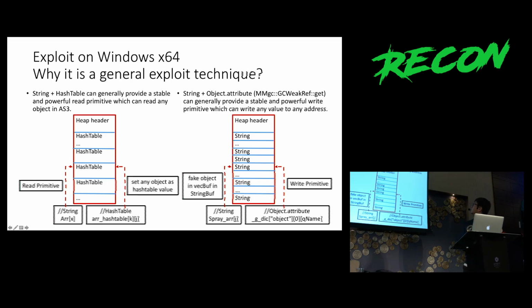And secondly, we use string and object attribute, which can generally provide a stable and powerful write primitive which can write any value to any address. You can see in the AS3 layer, there are string and object both referencing the same memory. The memory content is string. We faked an object in a vector buffer located in the string buffer, and we can call the object attribute to write any value to any address.